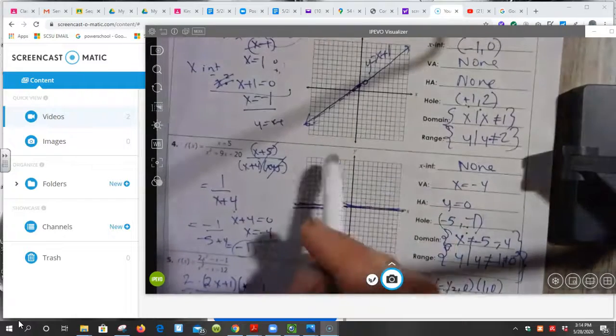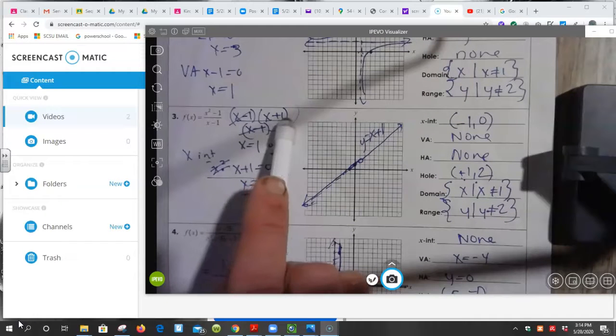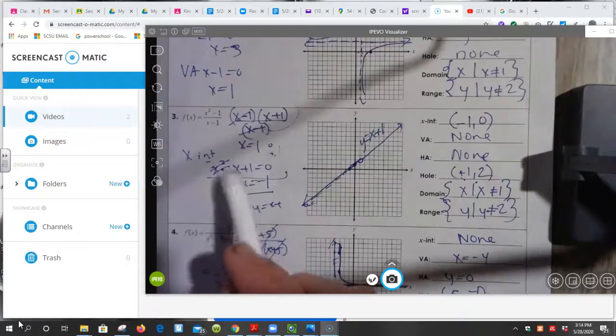Going down to number 3 here, we simplify as much as possible as in the steps on the first page of the notes.